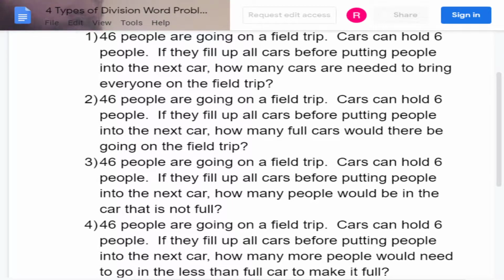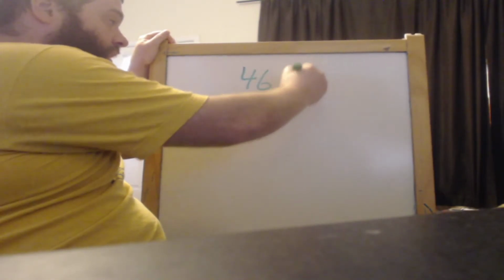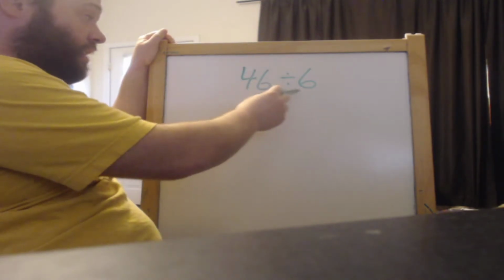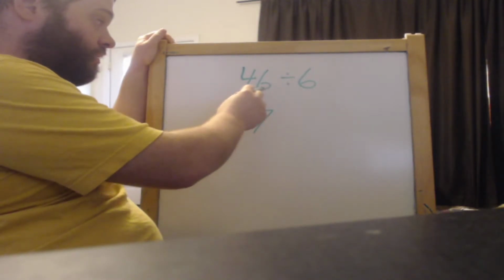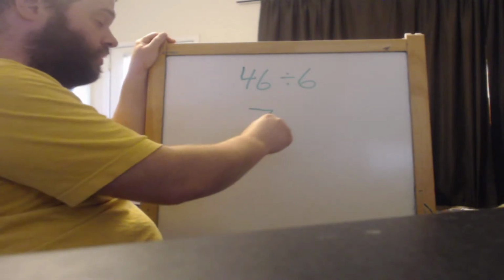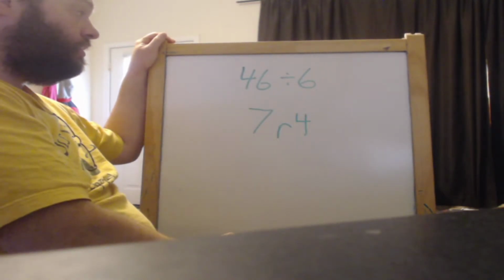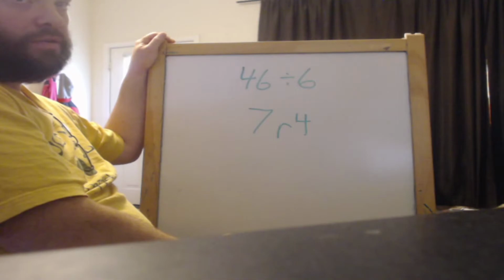So, each one of these problems has the same division problem. It is just 46 divided by 6. What does that equal? I know that 6 times 7 is 42, so the answer would be 7, and then to get to 46, it would be 4 more, so it's 7 remainder 4, right? Because 46 minus 42 is 4. So it is 7 remainder 4.